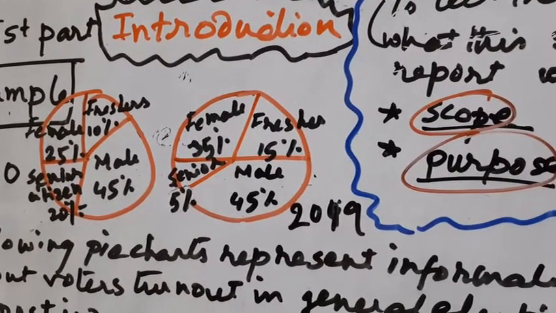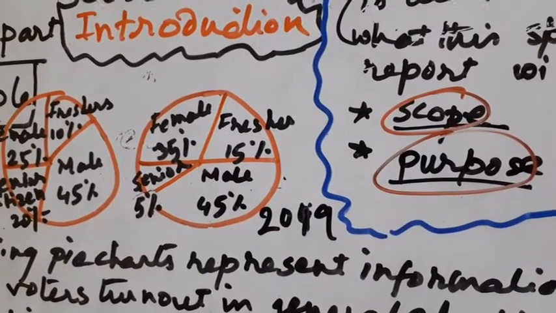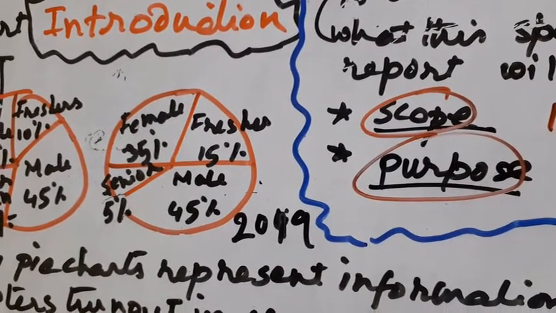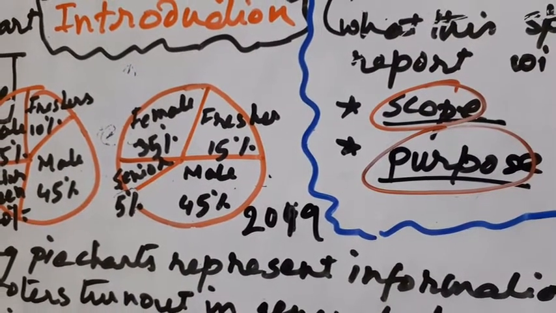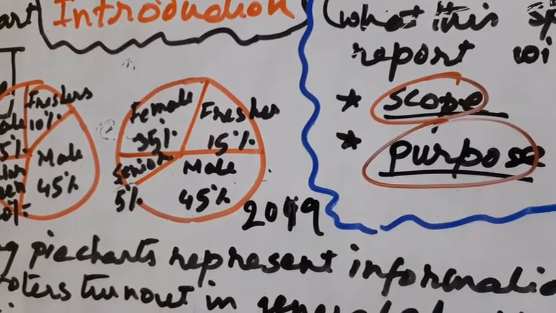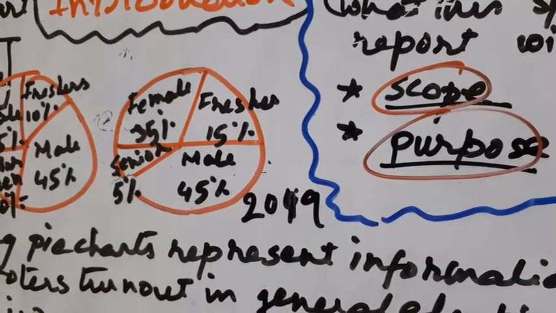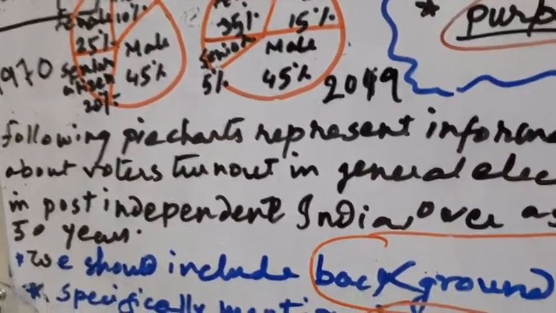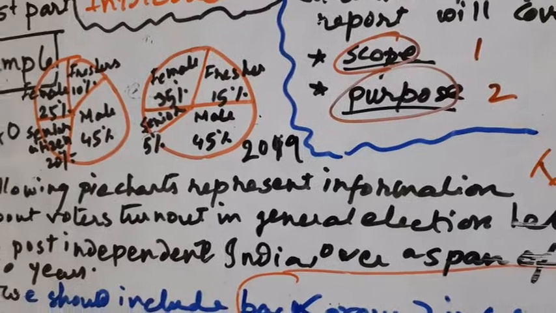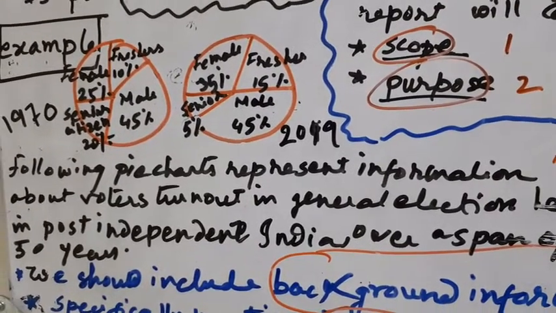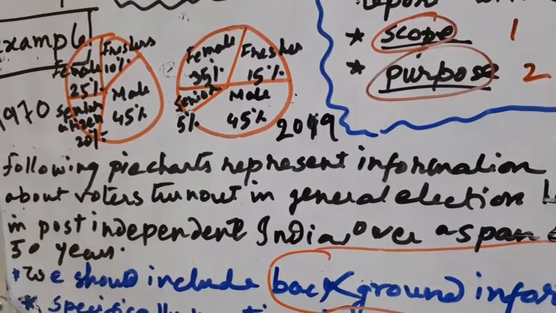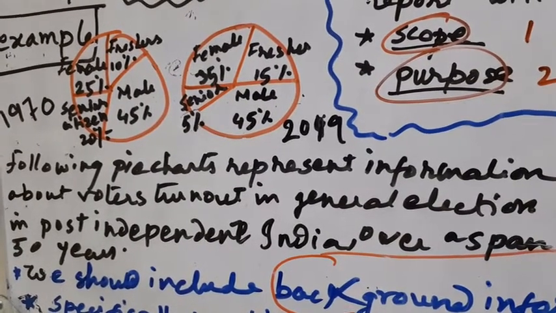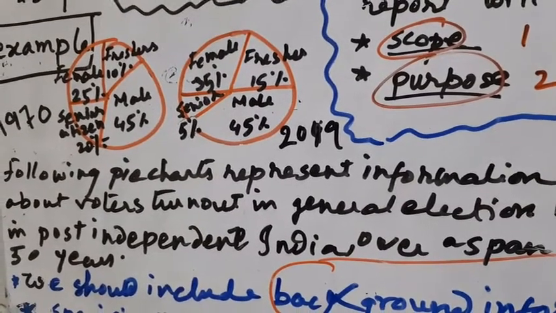Whereas the scenario changed in 2019. We can see here female 35%, freshers 15%, male 45%, and seniors 5%. So the question is: the following pie charts represent the information about voter turnout in the general elections in post-independent India, in 1970 and 2019.